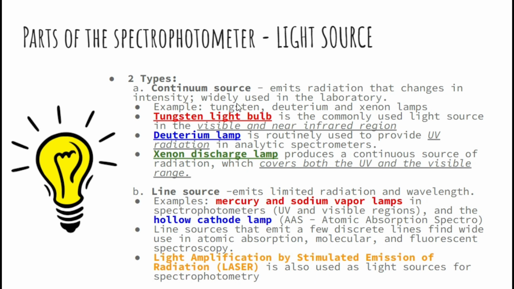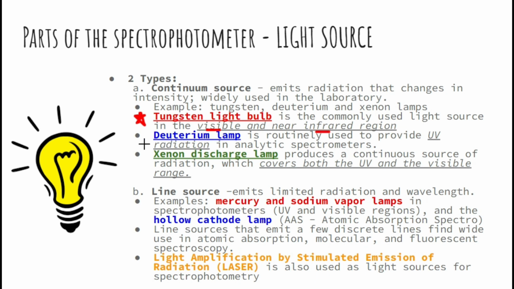Widely used in the laboratory because of that reason. Example of this, the most commonly used light source, which is the tungsten light bulb. Again po, palagyan ng star. The tungsten light bulb is the most commonly used light source in the visible and near-infrared region. Again po ha, ang visible po natin na region, that's 400 to 700 nanometer. Yung ating infrared region po is nasa more than 700. So again, for visible and near-infrared only, that is for the tungsten light bulb.